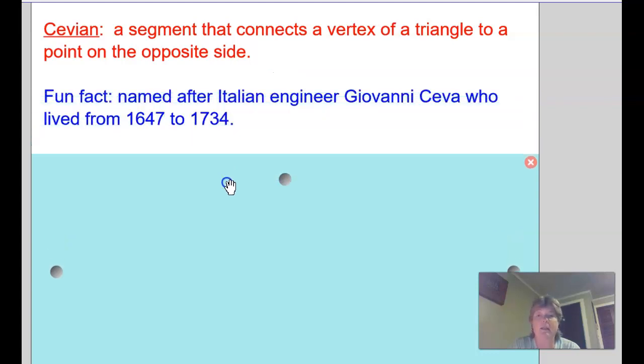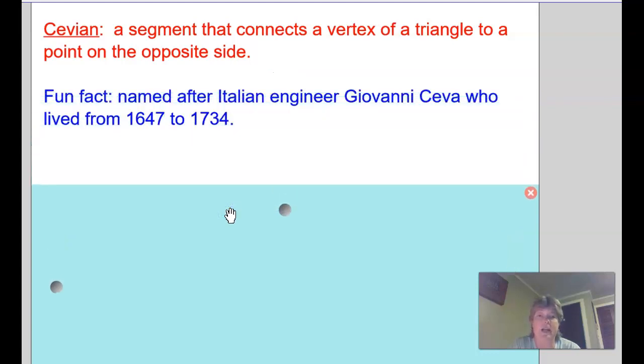Fun fact, the Cevians are named after an Italian engineer who lived in the 1700s. That's nothing you need to memorize or know or anything. I just thought it might be interesting to know where that word comes from. So we're going to look at three special Cevians today.